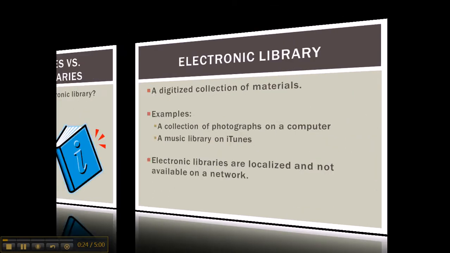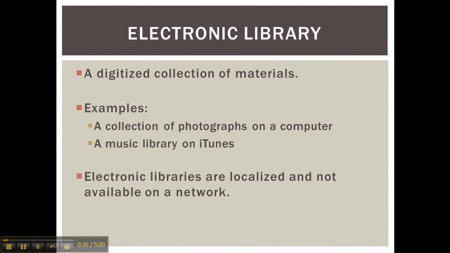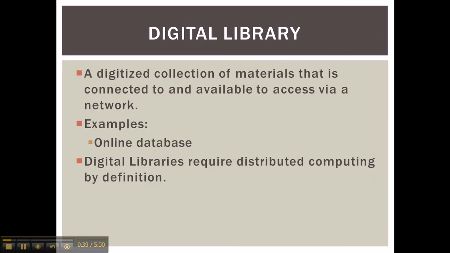An electronic library is simply a digitized collection of materials, so it can be like your music library on iTunes or a collection of photographs. Electronic libraries are not available on a network. Digital libraries, on the other hand, are specifically connected to a network, which is why distributed computing is so vital for digital libraries.